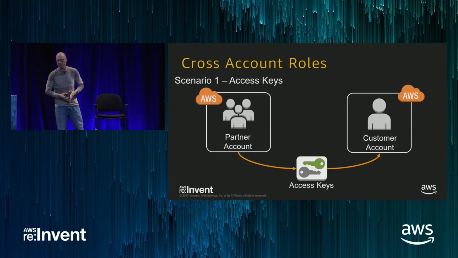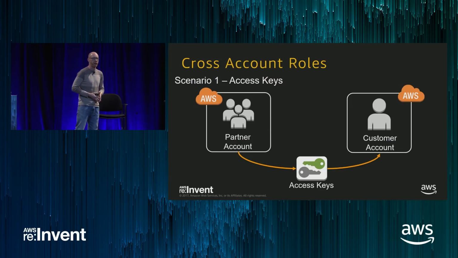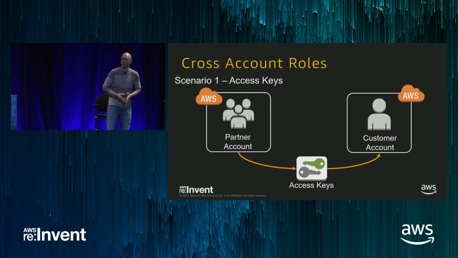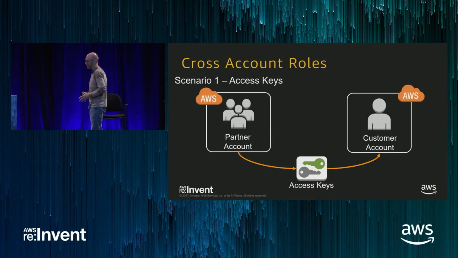They're going to attach that policy to that IAM user. They're going to generate some access keys, and they're going to hand those access keys over to the partner. At that point, the partner will have the ability to call APIs in the customer's account because they have access keys that give them the ability to call those APIs.